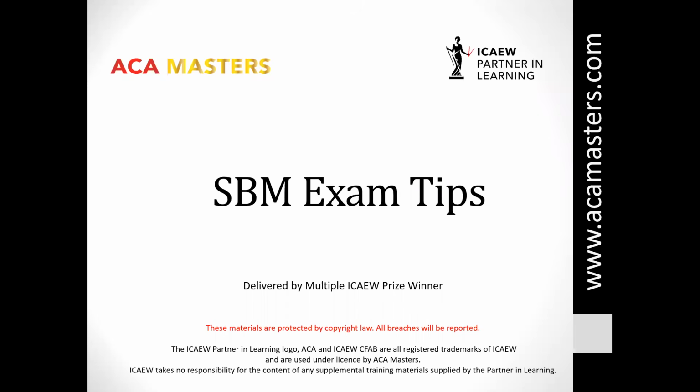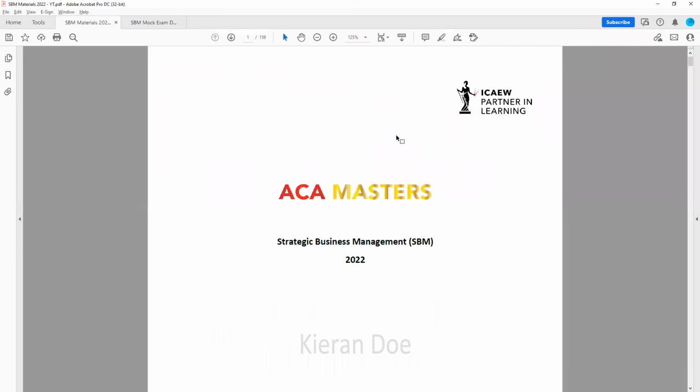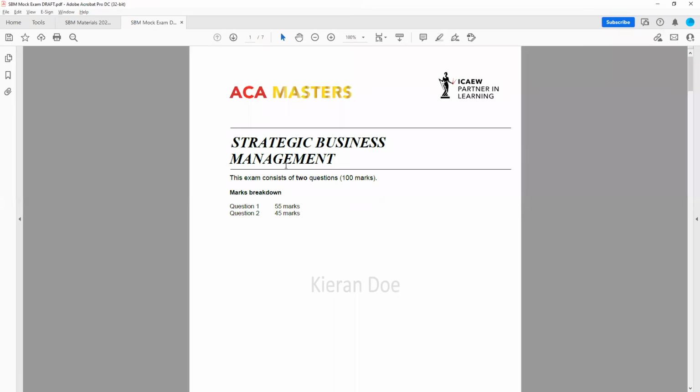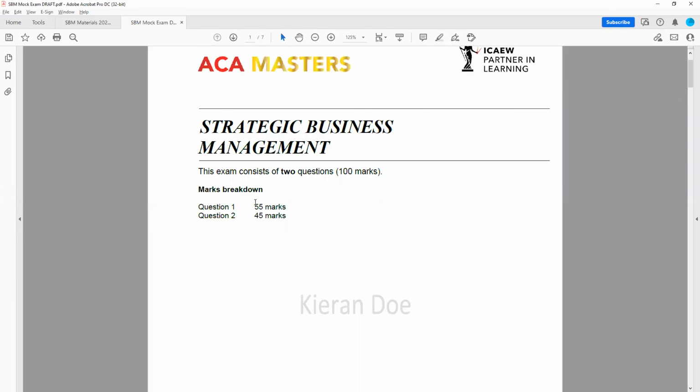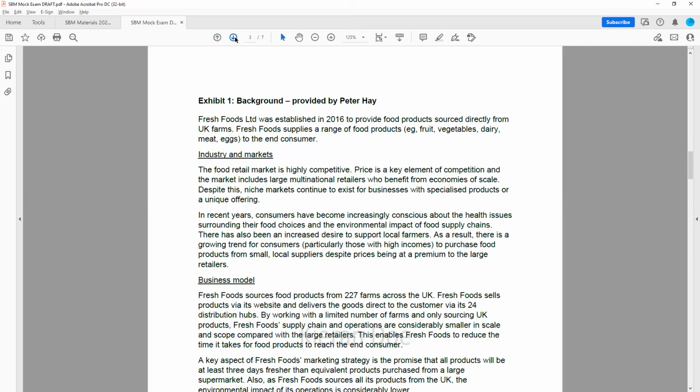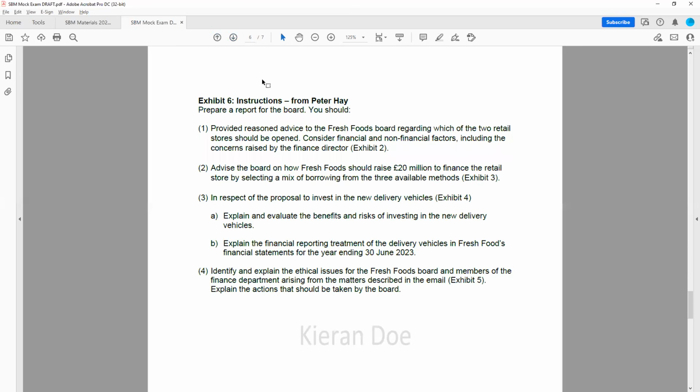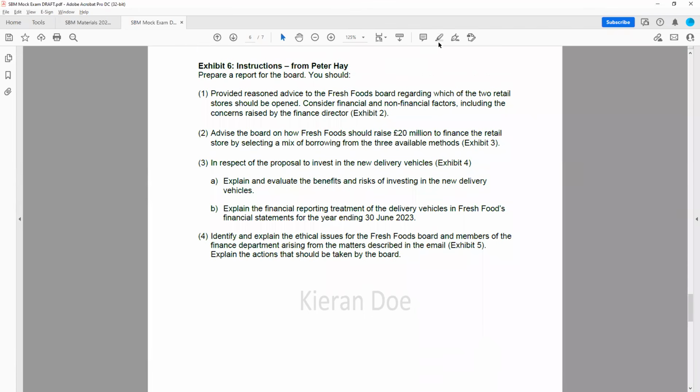So as I'm sure many of you are aware, there are two questions in the SBM exam. And they'll generally be broken down like this. There will generally be slightly more marks available in question one. So whilst on the face of it, it may seem as though there's just two really big questions, when you actually break it down and look at the separate requirements, you'll see there's a series of smaller questions.